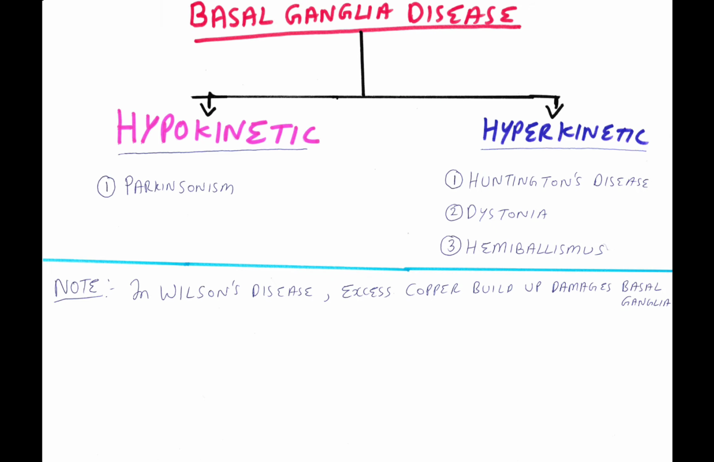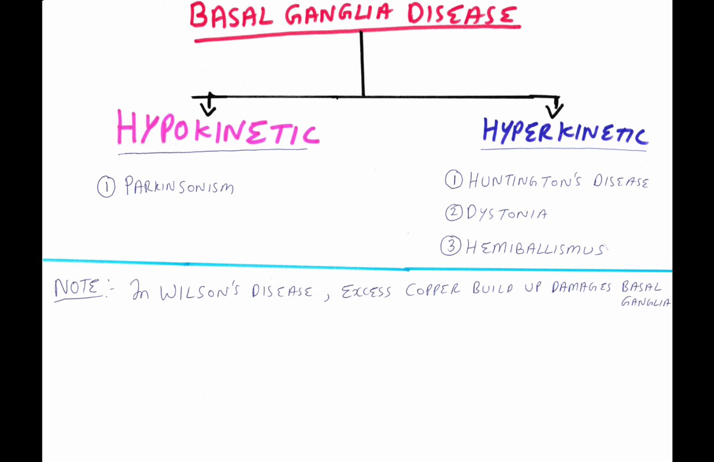So now let us discuss basal ganglia disease. Basal ganglia disease can basically be divided into two groups: hypokinetic and hyperkinetic. Hypokinetic is reduced motor function, whereas hyperkinetic is uncontrollable motor functions. Example of hypokinetic is Parkinsonism, whereas examples for hyperkinetic disorders are Huntington's disease, dystonia, hemiballismus.